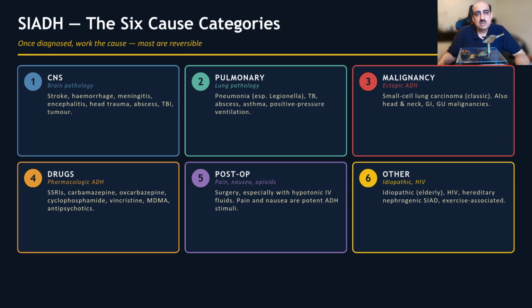Pulmonary etiology. Pneumonia is a very common cause. Any intrathoracic abnormality, COPD exacerbation, asthma, Legionella, atypical pneumonias, TB, abscesses, severe asthma, or anyone with invasive or non-invasive ventilatory support. Malignancy, small cell lung cancer is a paradigm of ectopic ADH secretion, so please do remember that. Also head and neck, GI, or genitourinary malignancies.